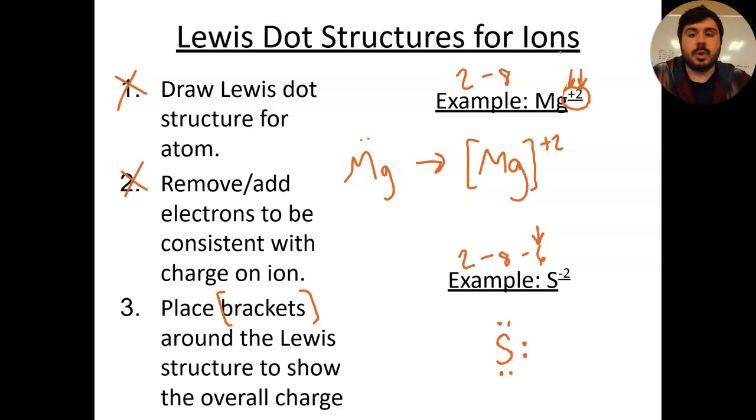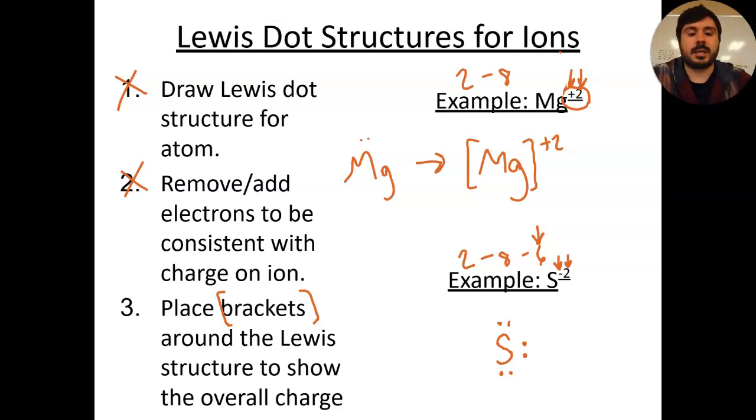Next up, step 2, remove or add electrons to be consistent with the charge on the ion. As we see here, the charge on our ion is a -2. Again, that negative symbol there tells us we have a negative ion, or our anion, right? Anions end up gaining electrons. So the minus symbol means we've gained electrons, and the 2 tells us how many we've gained, which is 2. So we've gained 2 electrons.